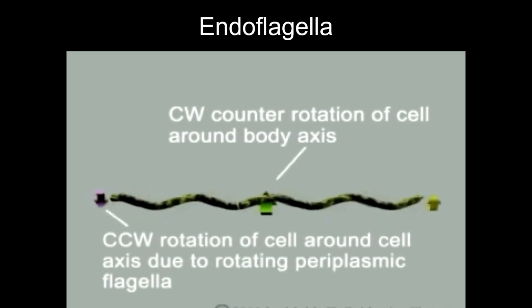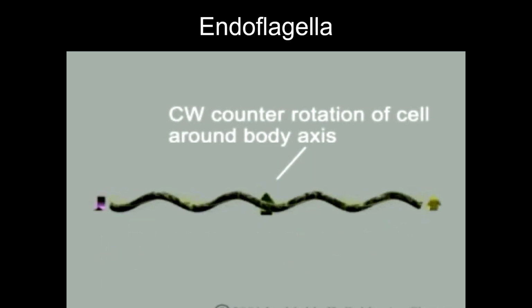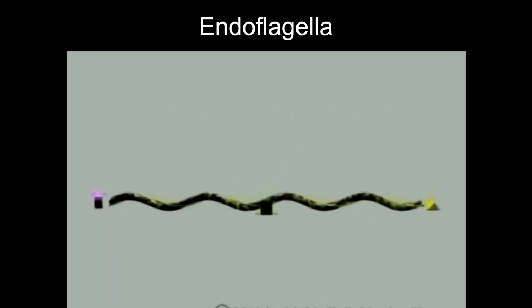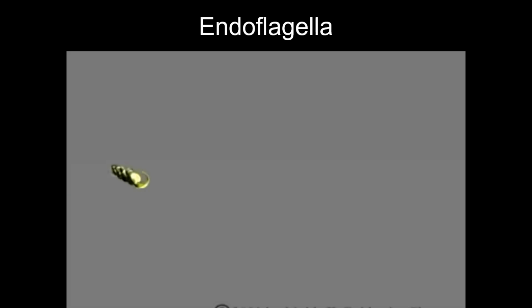As the cell rotates, because it has a corkscrew shape, it's going to push against the media. It's going to push against the water that surrounds it, and that will move it forward. What you're seeing here is one of these cells coming towards you.